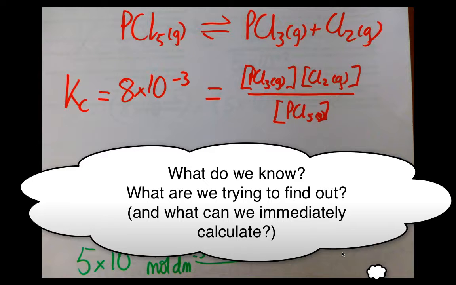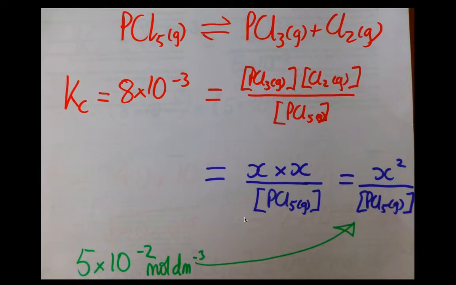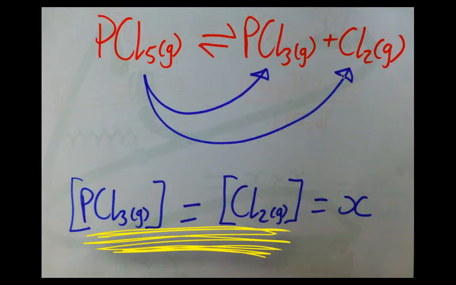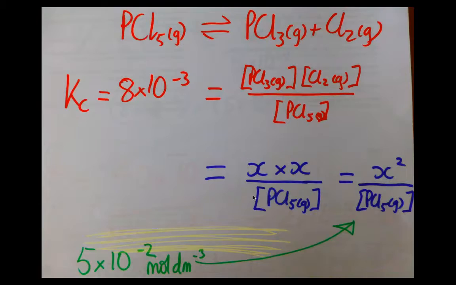Okay, so what do we know, and what are we trying to find out? Well, they've told us that Kc is 8 times 10 to the minus 3. So we know that this value here is 8 times 10 to the minus 3, and we also know from the equation that the equilibrium constant is equal to the concentrations of the products over the concentration of the reactant. So here's our equation. Now, we said before that we're going to call this concentration x, so all we're doing here is substituting our x's. We've got x times x over the concentration of the PCl5.